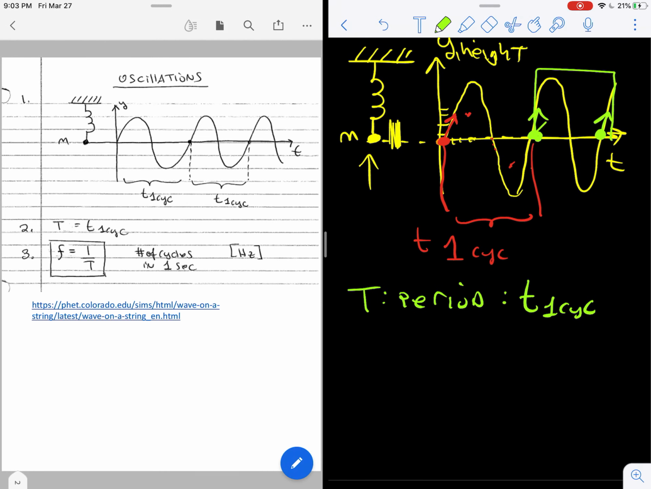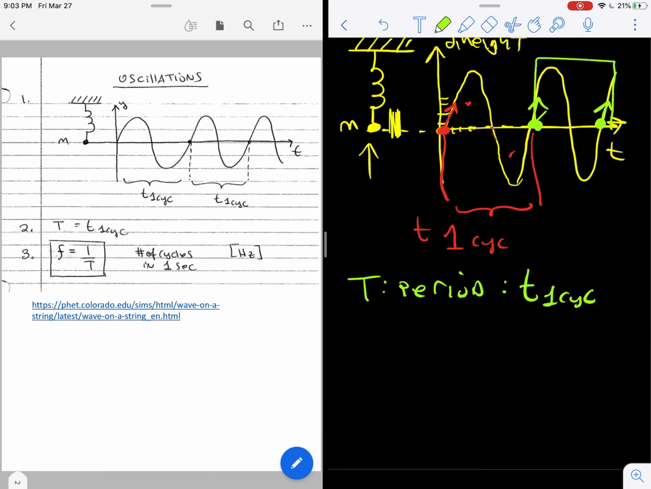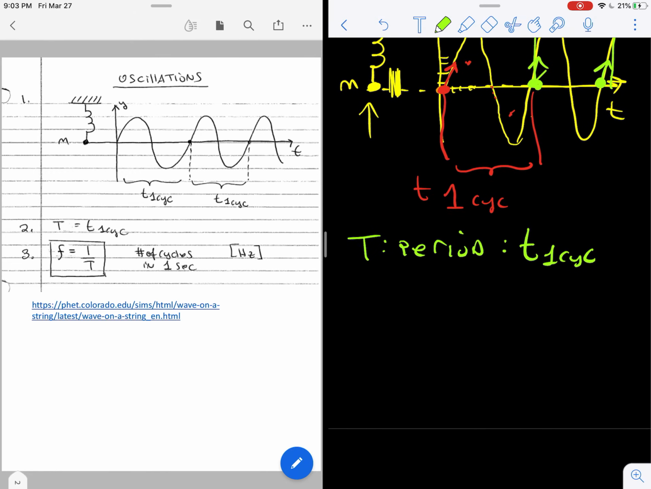And there's another way we can look at this. Instead of talking about the time for one cycle, we can just say how many cycles it makes each second as time goes by, and that is going to be called the frequency. So frequency is just going to be the number of cycles that you make per second.